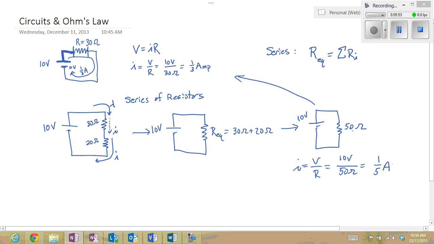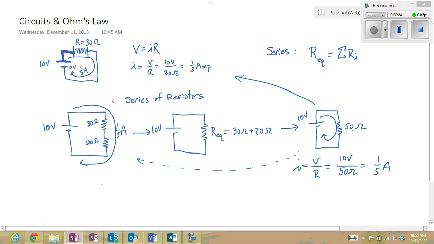So we're going to have 1/5 of an amp flowing in this equivalent circuit, which means that when we step back to this circuit, we have 1/5 of an amp flowing in this circuit. We already discussed that the current is the same everywhere, so that 1/5 amp flows through each of those resistances.